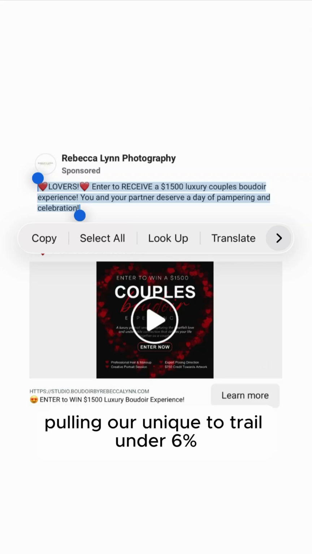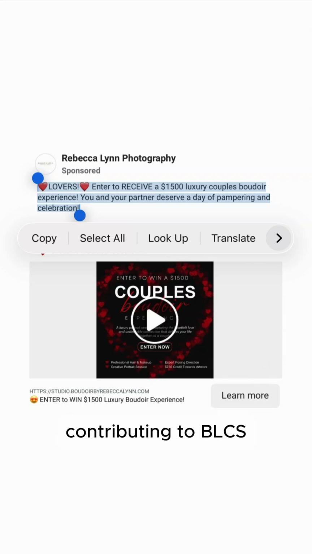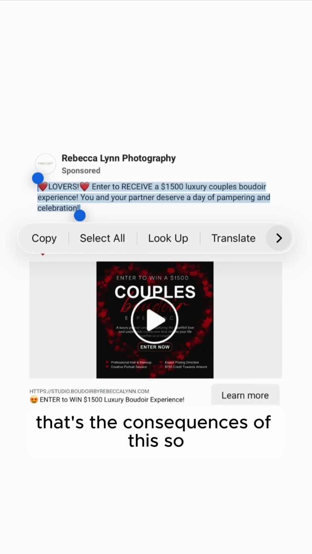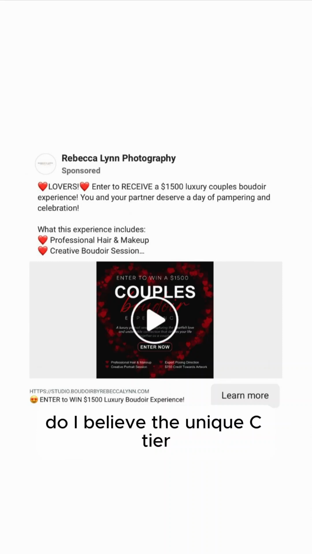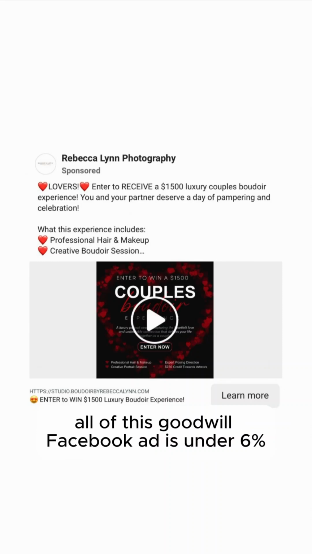Pulling our unique CTR under 6%, contributing to BLCS. That's the consequences of this. So after all that, do I believe this has BLCS, aka do I believe the unique CTR of this Boudoir Facebook ad is under 6%? Yes, I do believe that.